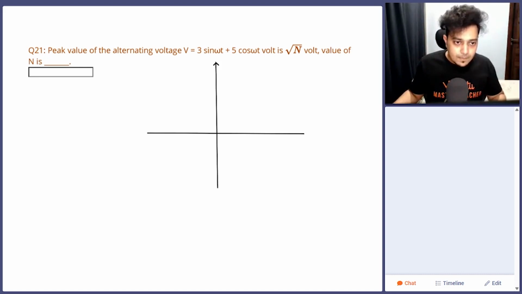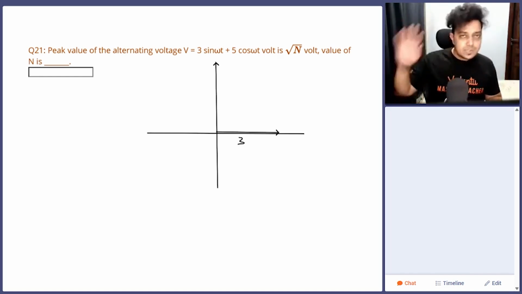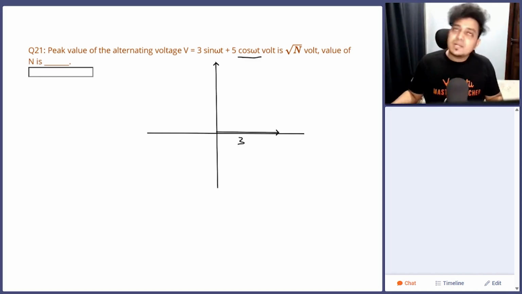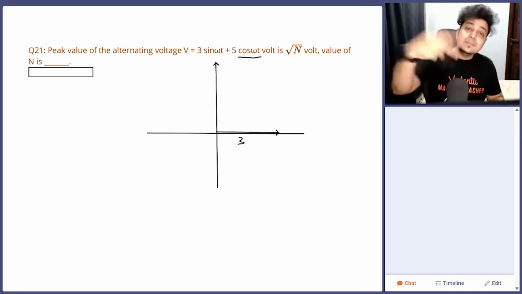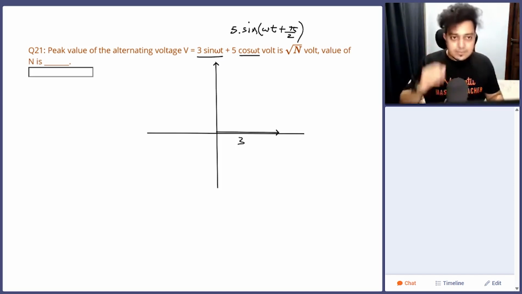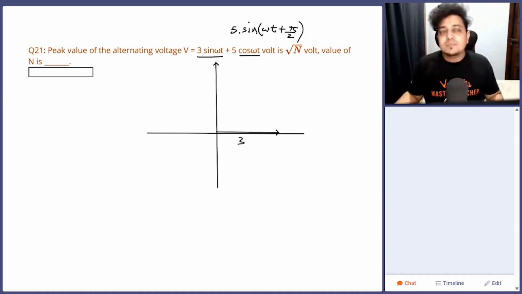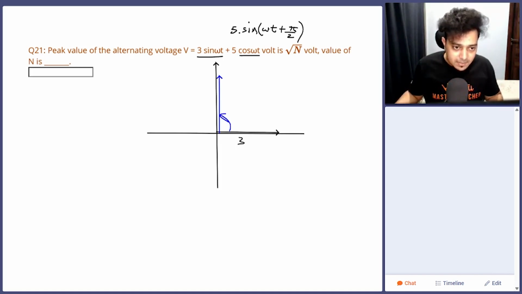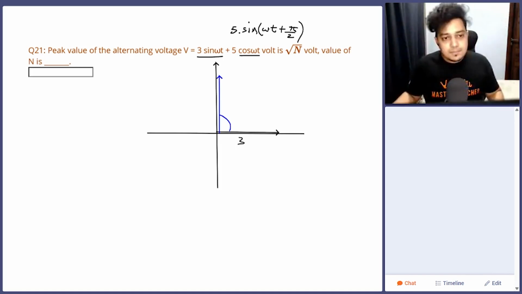So if I have to plot 3 sine omega t, then let's say t value is 0. So this is how your first phasor will be. I'm assuming omega t to be 0, angle 0. And cos omega t can be written as sine of 90 plus theta. So 5 cos omega t can be written as 5 sine of omega t plus pi by 2. So your amplitude is 5, length is 5, and angle is pi by 2. If you measure positive angle pi by 2, so anti-clockwise, pi by 2 means y-axis.